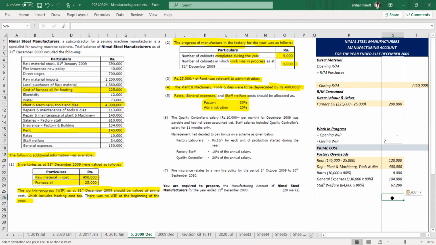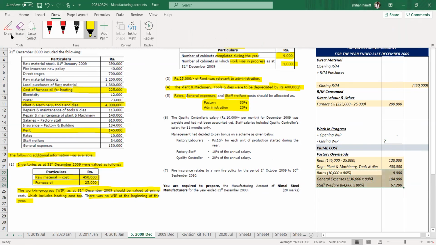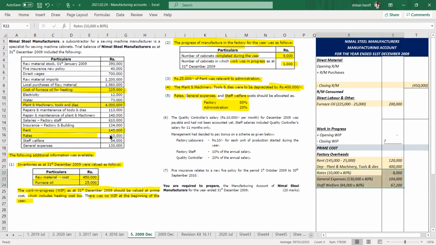$8,000, 104,000, 67,200. So we took rates, staff welfare, general expenses. Rates, staff welfare, and general expenses.